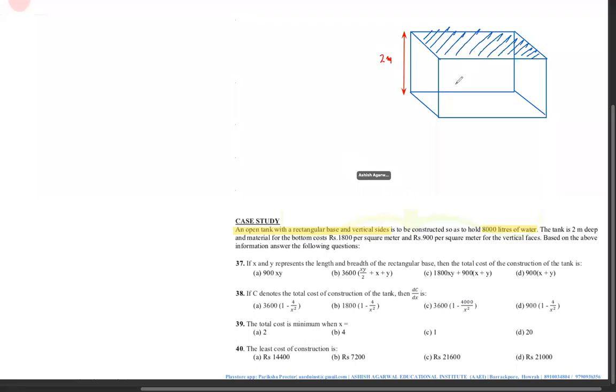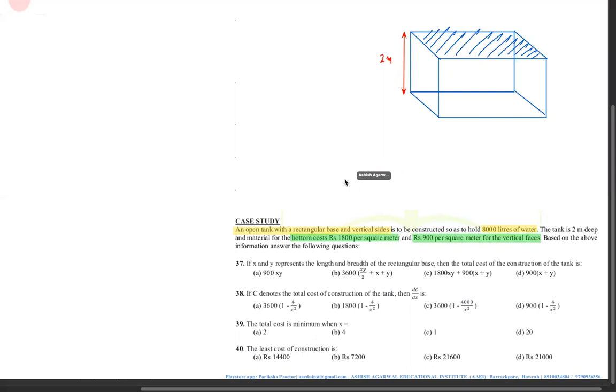Also, the material for the bottom costs rupees 1,800 per square meter, means for the construction of the bottom area, we have to pay rupees 1,800 per square meter. And for the construction of the other 4 faces, we have to pay rupees 900 per square meter. Based on the above information, answer the following questions.